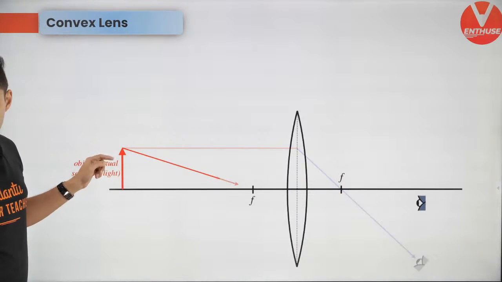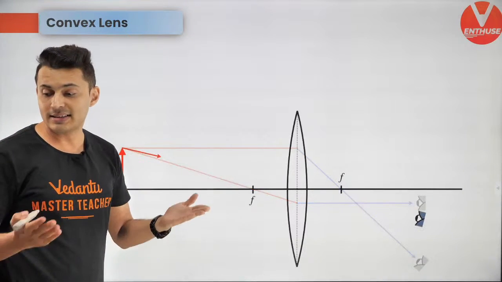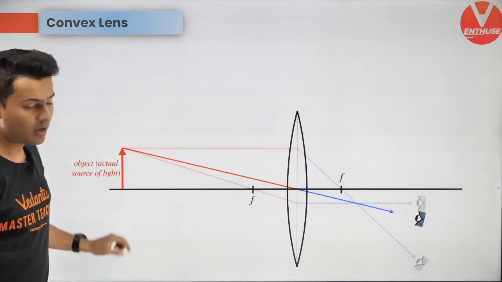Yes, so we're going to talk about it, Mohit. In what conditions can a diverging lens act as a converging lens? In fact, we're going to do a problem on this.